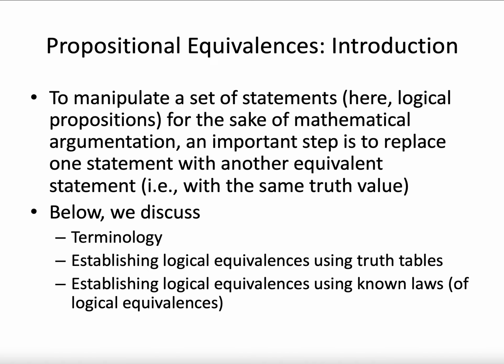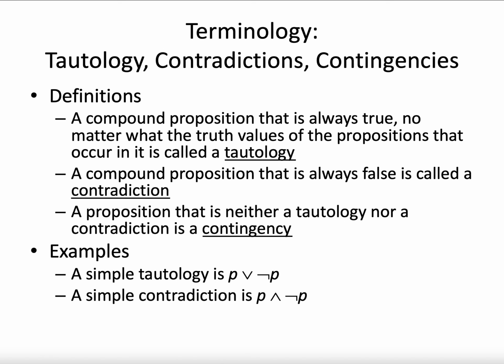Now, propositional equivalences is a set of statements that you manipulate. Basically, you take one statement and replace it with another equivalent statement, so long as they have the same exact truth value. So if they're both false, they both need to be false. If both are true, then they both need to be true. We're going to go through different terminology, go through logical equivalences using truth tables and then known laws.